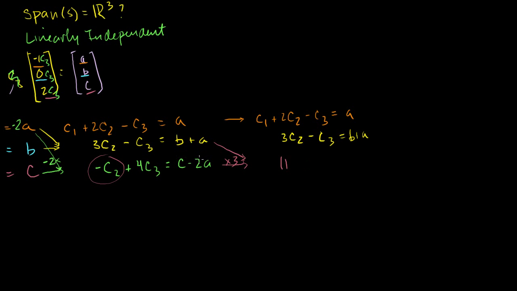Oh, sorry, I was already done. When I do 3 times this plus that, those canceled out. And then when I multiply 3 times this, I get 12c3 minus a c3. So that's 11c3. And I multiplied this times 3 plus this. So I get 3c minus 6a, right? I'm just multiplying this times 3 plus this, plus b plus a.